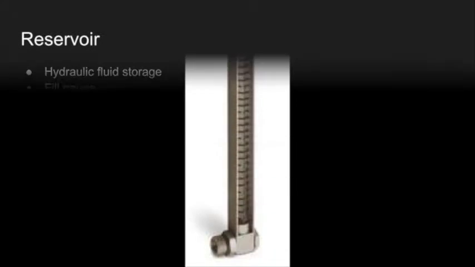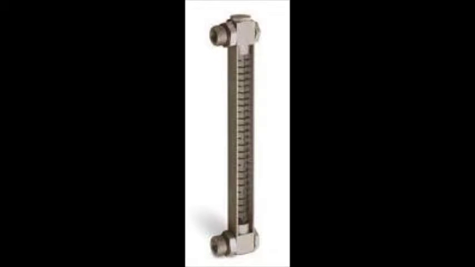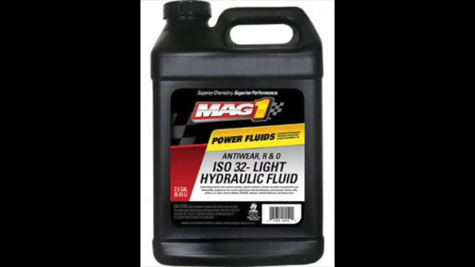The reservoir is where the hydraulic fluid used for lifting and steering the machine is stored. On most forklift hydraulic tanks, there is a fill gauge that tells how high to fill the fluid. The most common type of hydraulic fluid is ISO 32 hydraulic oil.